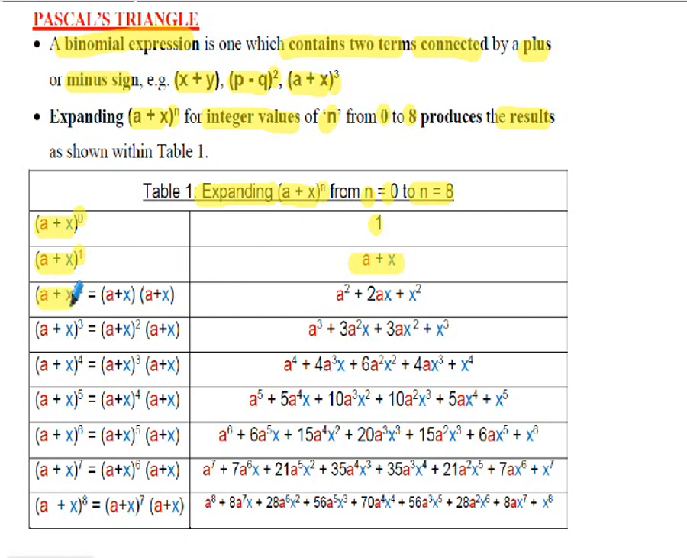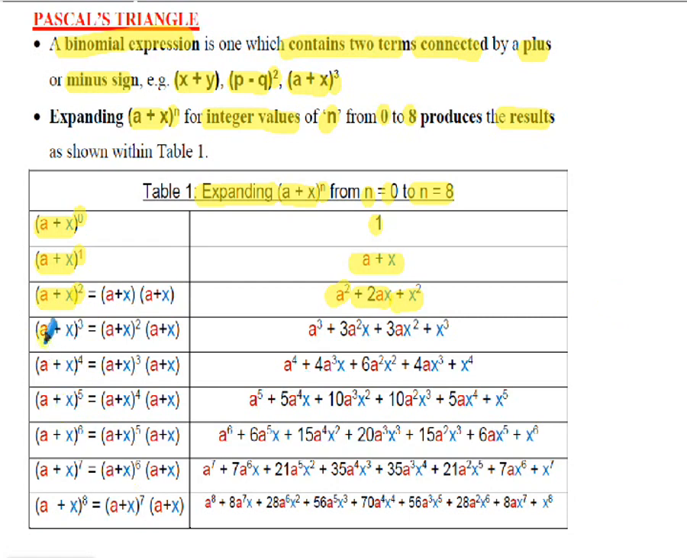Here we've got a plus x to the power of 2, the binomial bracket expansion. We're used to doing this with a crab claw method or a smiley face method, whichever you prefer. Basically, a times a gives us a squared, and a times x plus x times a gives us plus 2ax, and then x times x gives us x squared. We're quite used to doing that kind of expansion.